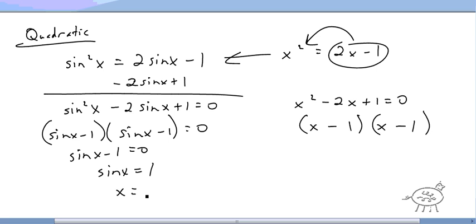And we've done this already. Where is it equal to 1? It's equal to 1 at pi over 2. So this one actually just has one answer.